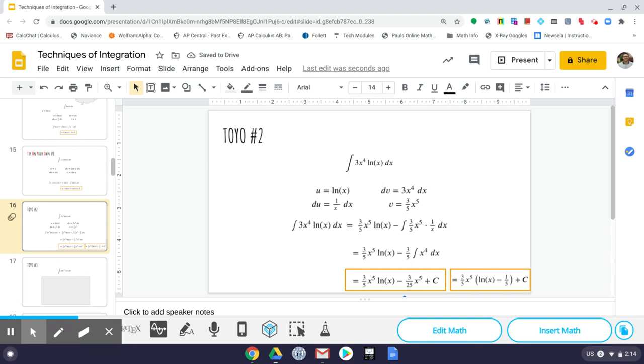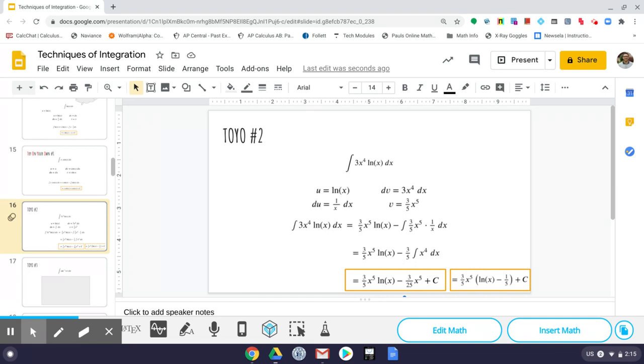So my final answer, 3/5 x to the fifth natural log of x, that's still that original u times v, minus 3/25 x to the fifth plus c, right? And that 3/25 comes from the integral of x to the fourth being x to the fifth over 5. So I still have that 3/5 out in front. So I'll just multiply those two denominators to get 25 as a denominator. And so that's where we could stop.